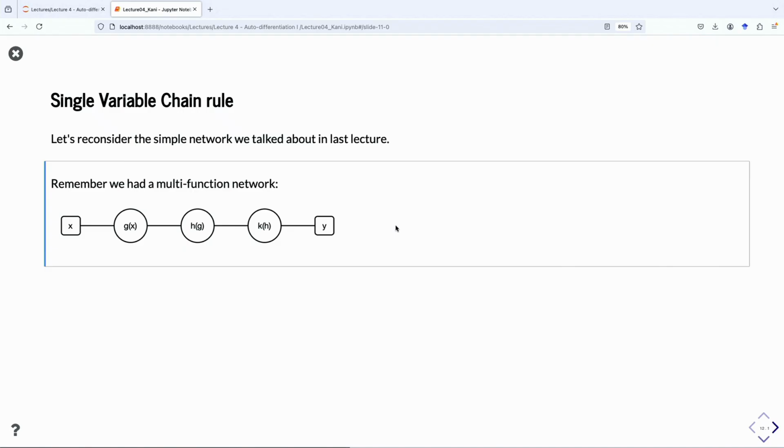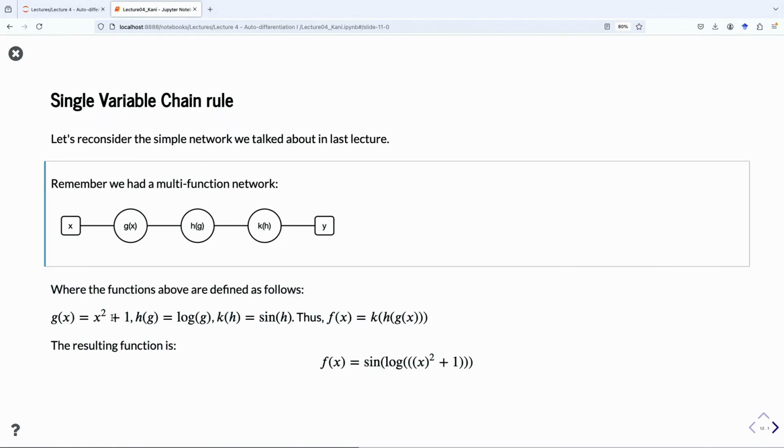So we have this function that is the composite of multiple other functions. Basically, g of x is the function x squared plus 1. h is the function log. k is the function sine. And then you chain them all together: you take k of h of g of x, and you get the function f of x equal to the sine of the log of x squared plus 1.